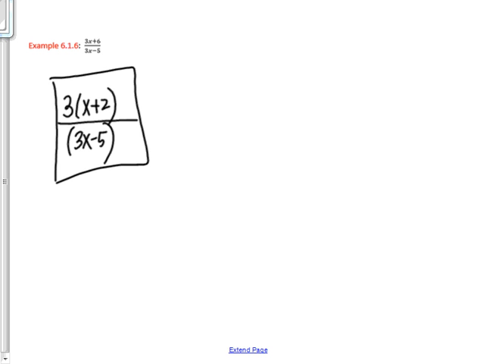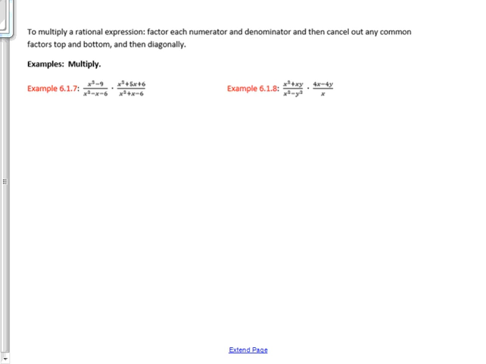Or you can say it does not simplify, something like that. All right, if you're going to multiply, what it says to do is factor each numerator and denominator and then cancel out any common factors. You can cancel out top and bottom and diagonally. When you see this multiply problem, you come underneath and make them blank fractions.